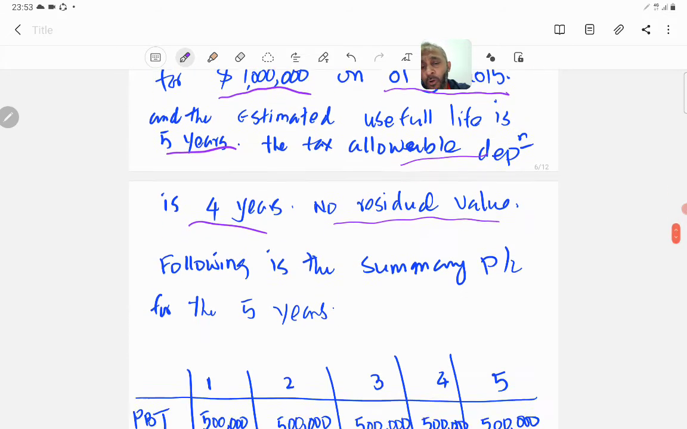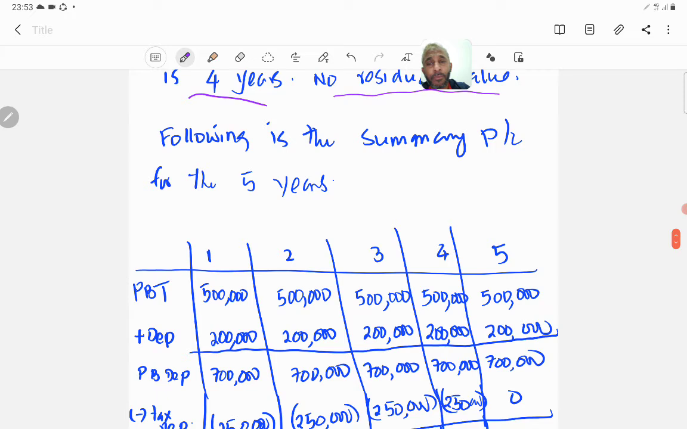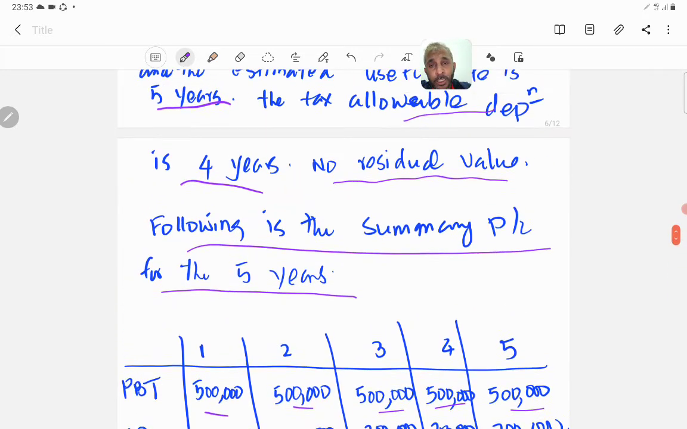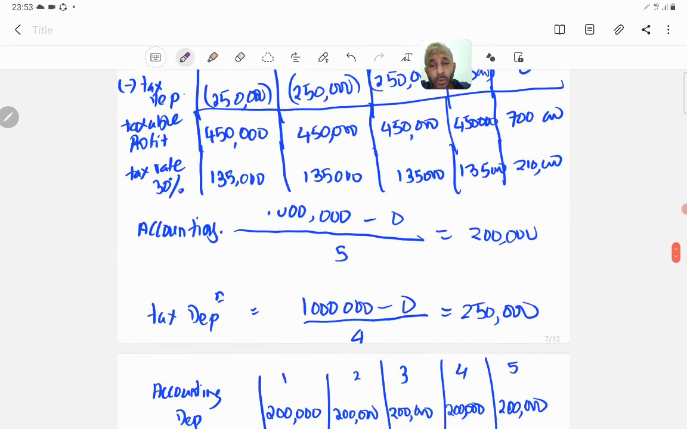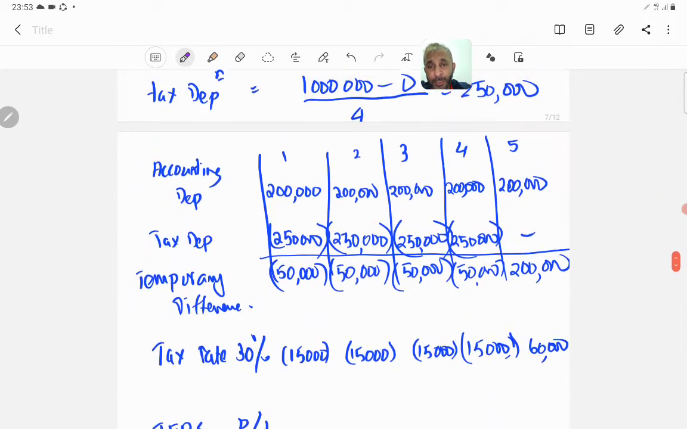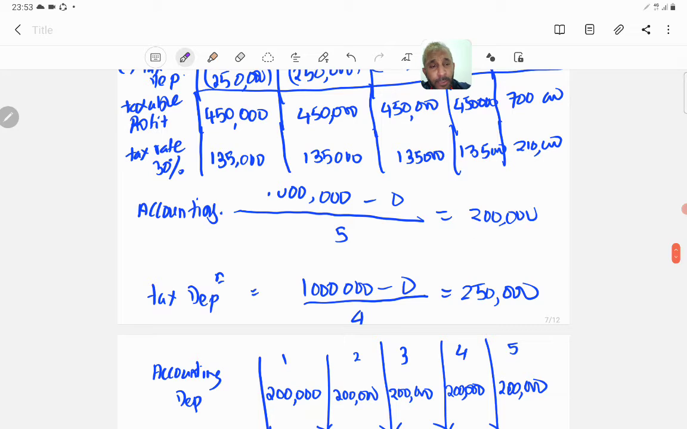Now we just follow the following summary. Following is the summary of the P&L that was prepared by the accountant. Now we have the profit before tax 500,000, 500,000, 500,000, 500,000, 500,000. For the sake of convenience, I have taken the numbers equal. And as we understood, now we go down and we calculate depreciation. Now you see here, accounting depreciation is 200,000 per year.